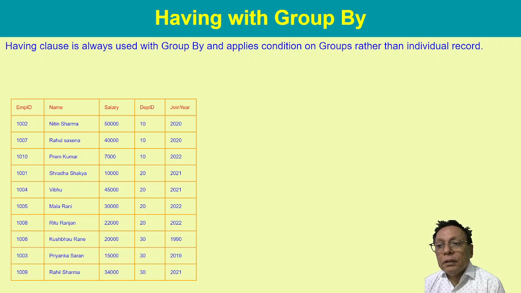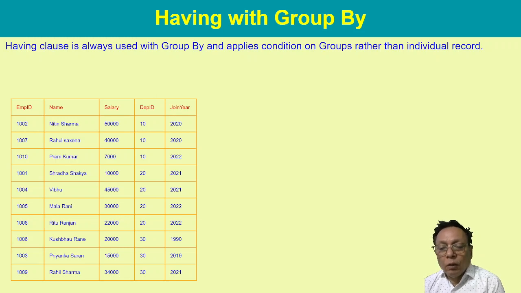Is it possible? Most of the people say that where cannot be used with group by. So it is not true. We can use where clause with group by. But the supplement of this group by is the having clause.